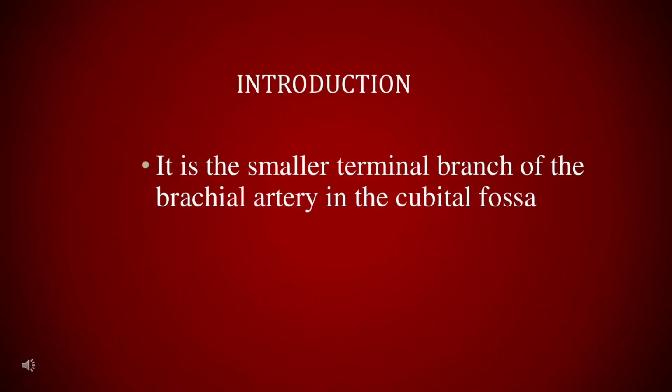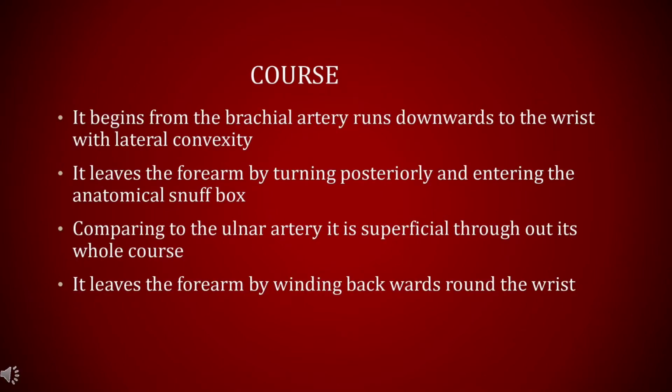It is the smaller terminal branch of the brachial artery in the cubital fossa. Course. It begins from the brachial artery, runs downwards to the wrist with lateral convexity. It leaves the forearm by turning posteriorly and entering the anatomical snuff box. Compared to the ulnar artery, it is superficial throughout its whole course. It leaves the forearm by winding backwards round the wrist.